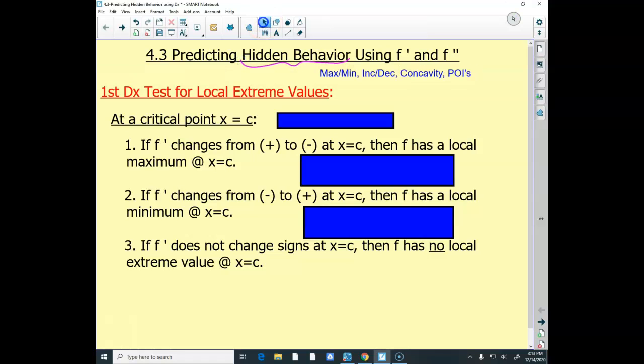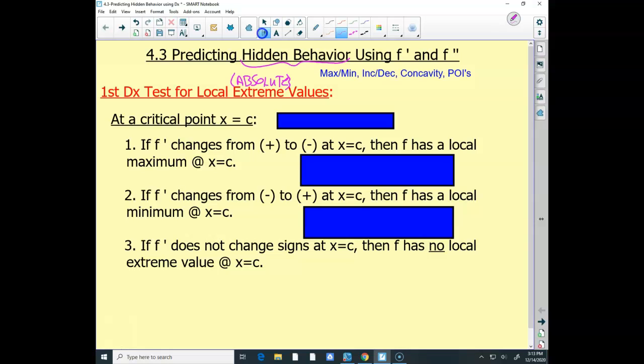Well, hidden behavior is just finding maxes and mins, whether the function's increasing or decreasing, the concavity, meaning whether it's concave up or concave down, points of inflection, doing all these hidden behaviors, finding these things basically without a graph, okay? And the next part we're going to look at here is the first derivative test, okay? That tests for local extreme values, and it's not just local, it can also be absolute, okay?